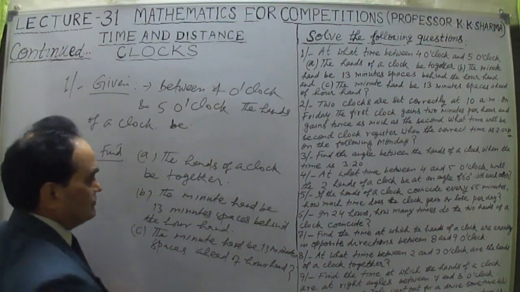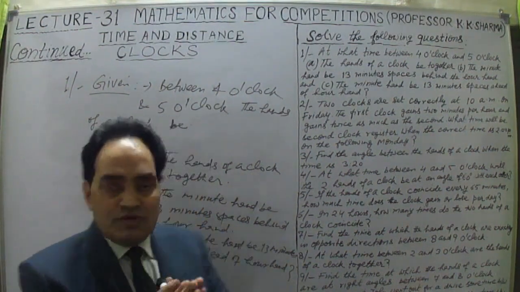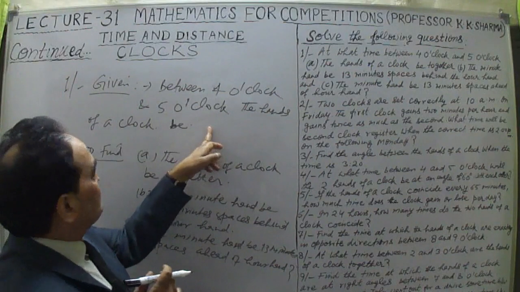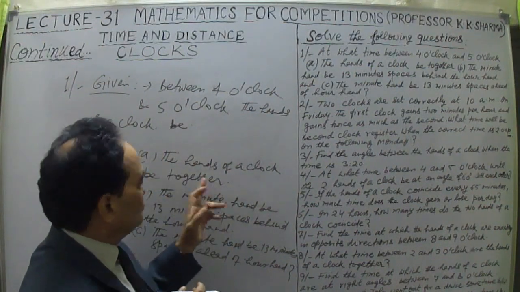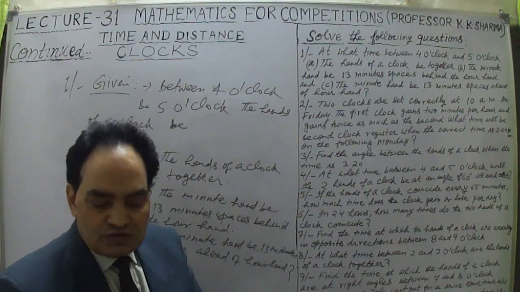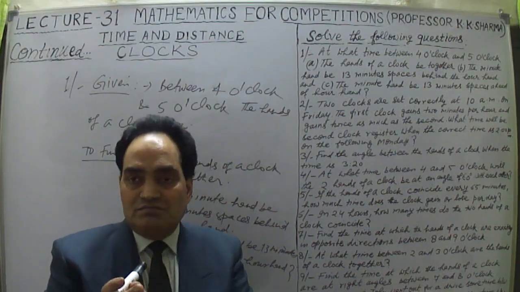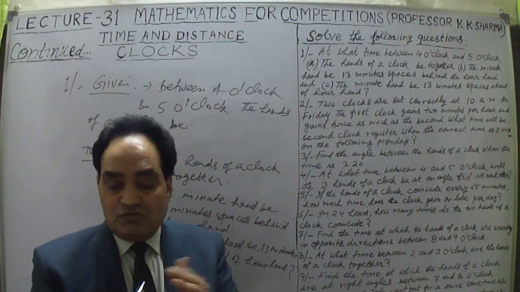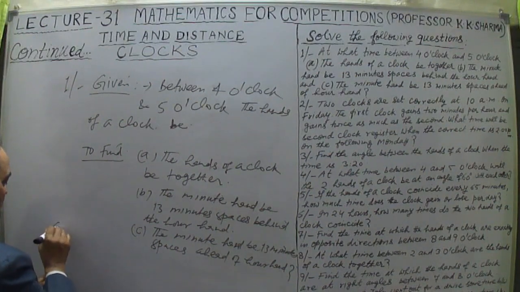These are three conditions here. We have to find out at what time or when. This is at what time the hands of a clock be together. The hands of a clock be together means they are making 0-degree. So between 4 and 5 o'clock, get the point. Let me find the solution. Just see the solution here.